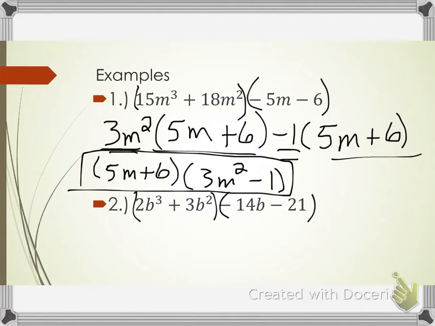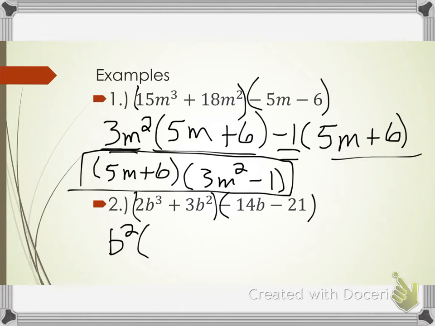Okay? So what's a GCF for my first two terms? 2b squared. What's the biggest number that goes into 2 and 3? 1. So I'm not factoring out any number. 1b. How many b's do they have in common? 2. So I'm factoring out b squared. Everyone okay with that?